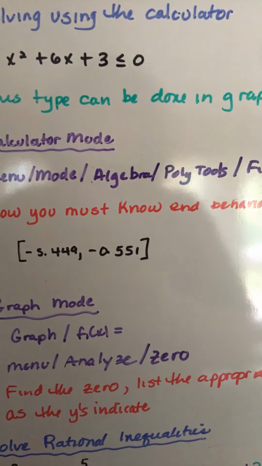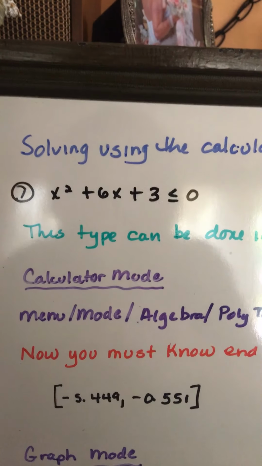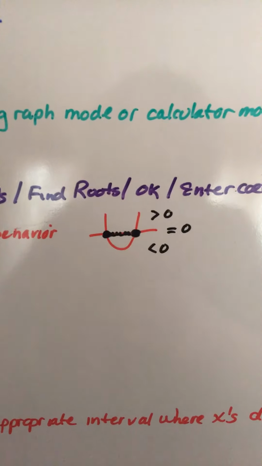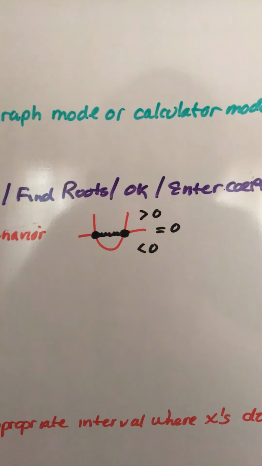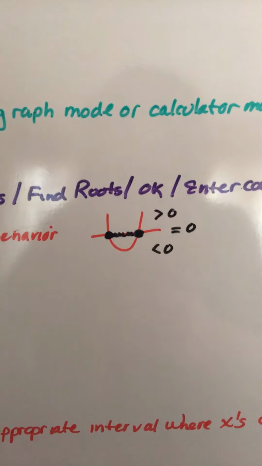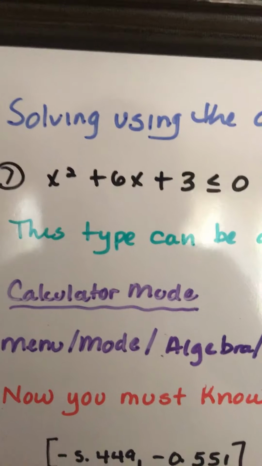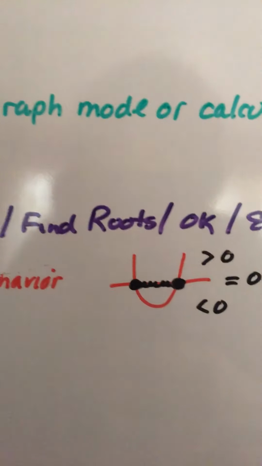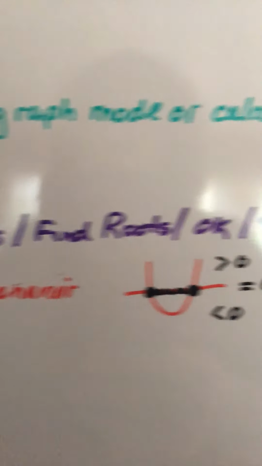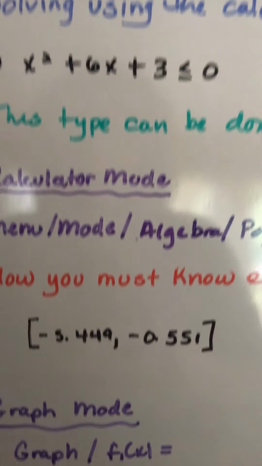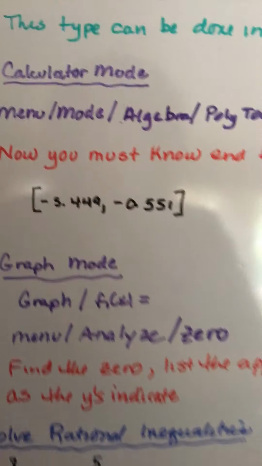But what you need to know is that the end behavior of x squared plus 6x plus 3 has the graph looking like this. And so the part above the x-axis is where you're going to be positive. Below the x-axis is where you're negative. But remember, I don't care about the y's, just the x's. So the x's are between. And since I'm allowing 0, I have closed brackets.